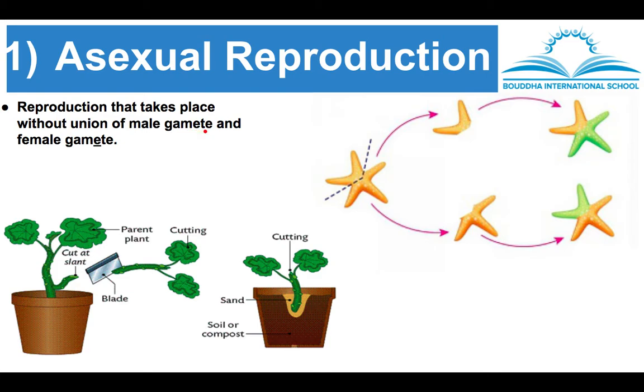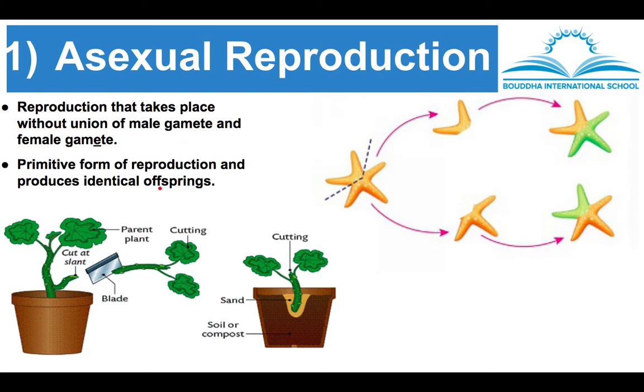And normally it is a primitive form of reproduction, and it takes place in less developed organisms. The offsprings which are produced by this asexual reproduction are identical with the parents, because during the reproduction there is no exchange of gene. That's why the parents and offsprings are identical to each other in both ways, genetically as well as physically.